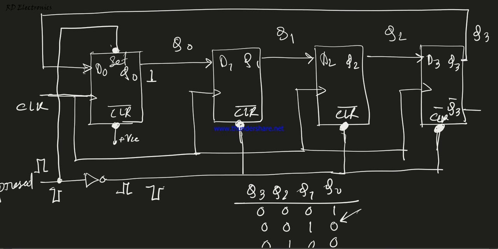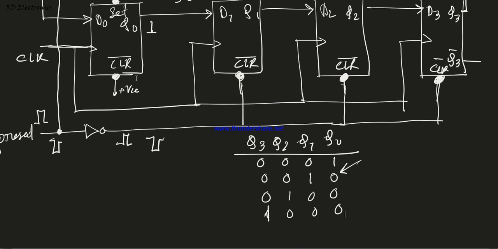So again 1 comes here. Now if we apply the clock again, then 1 is present at the Q0 output. So this is the state diagram of the 4-bit ring counter.